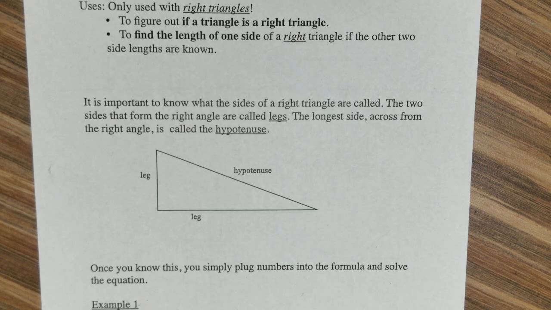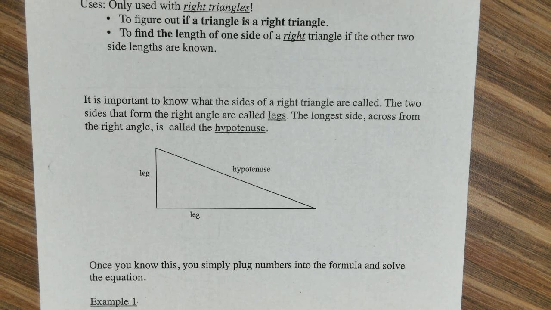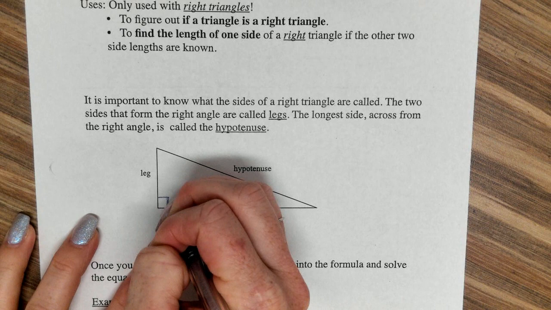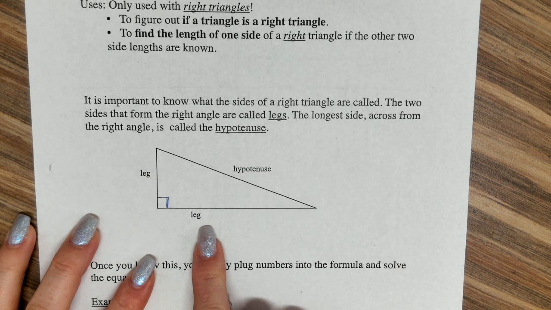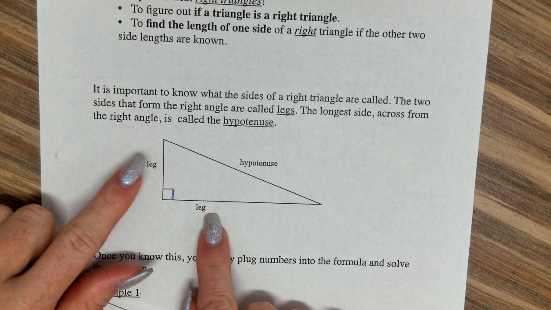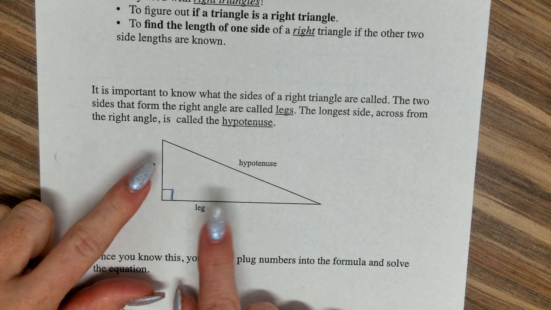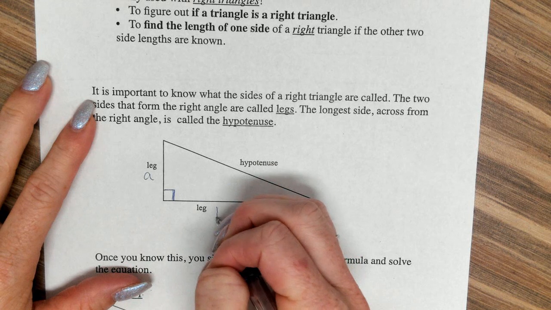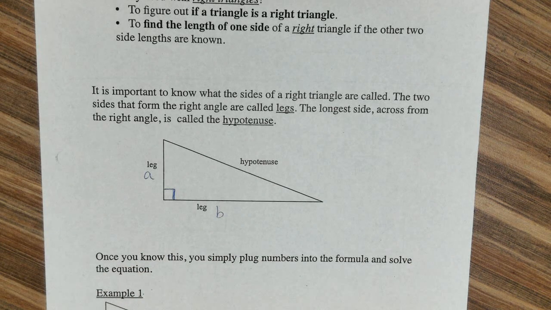It is important to know what the pieces of a right triangle are called. The two sides that form the right angle are called the legs. So everybody draw a right angle right here. This is the right angle, so this is a leg, this is a leg. We call these sides a and b. Does it matter which one is which? No, you can label either one a or b as long as the legs are called a and b.